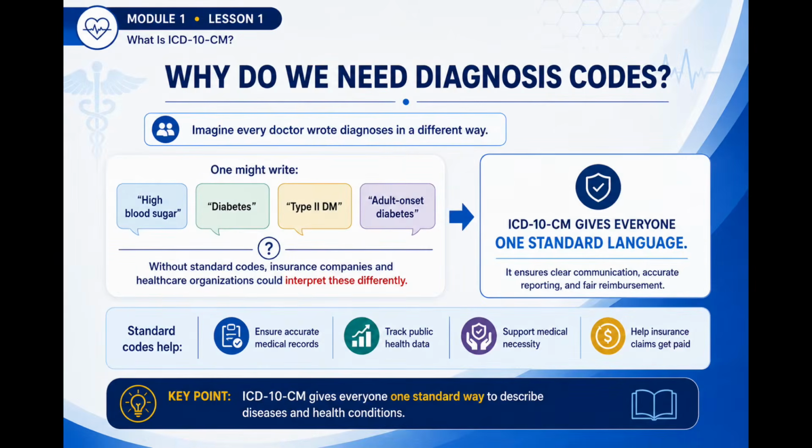Imagine if every healthcare provider described the same condition differently. One provider might write type 2 diabetes, another might write adult onset diabetes, and someone else might simply write high blood sugar. Without a standardized system, it would be difficult for insurance companies and healthcare organizations to interpret diagnoses consistently. ICD-10-CM solves this problem by giving every diagnosis a standard code that everyone can understand.